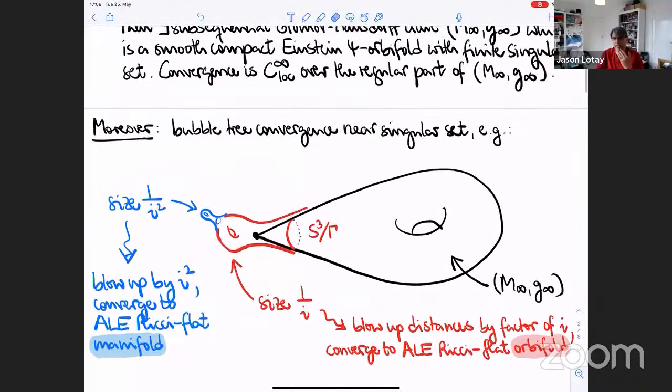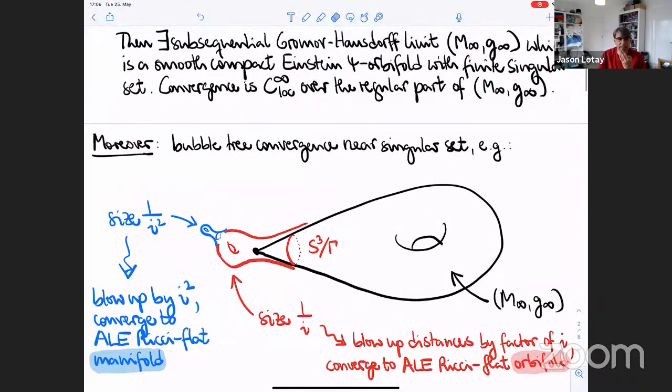Hi, can I ask something? Sure. Is there any statement? I mean, in general, I guess there isn't uniqueness, but is there any statement which guarantees uniqueness of the limit?